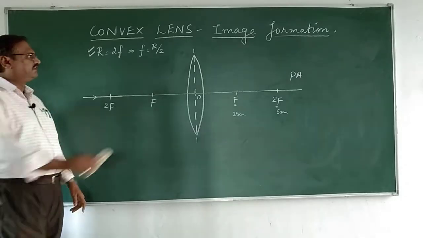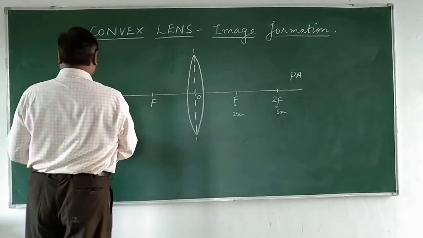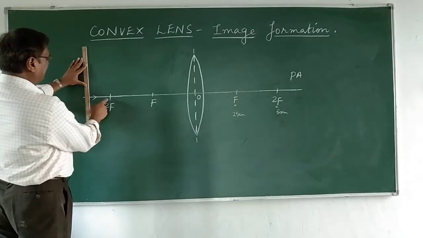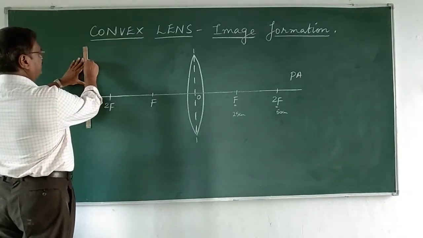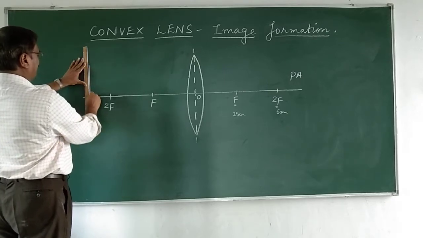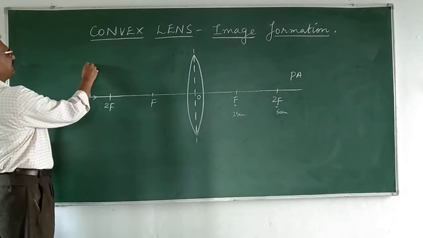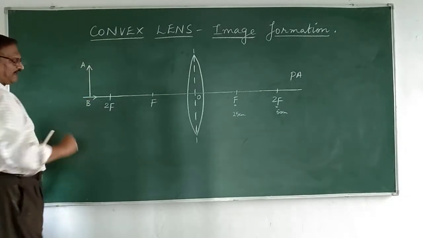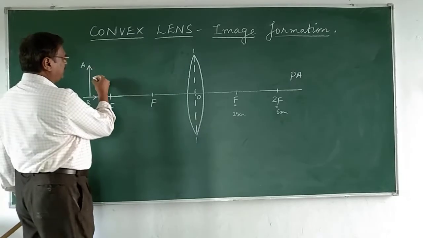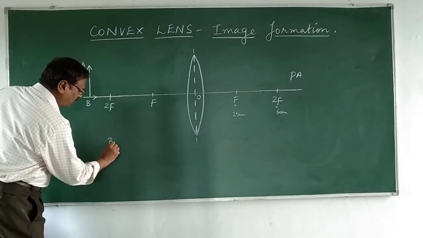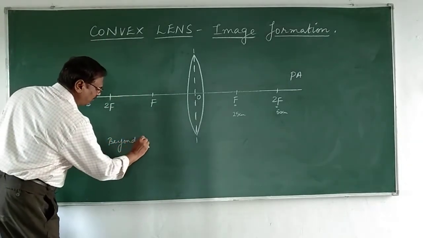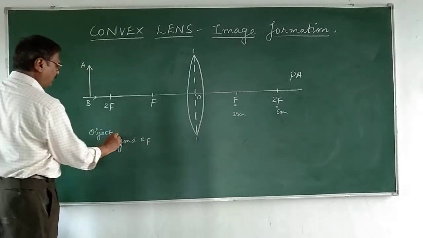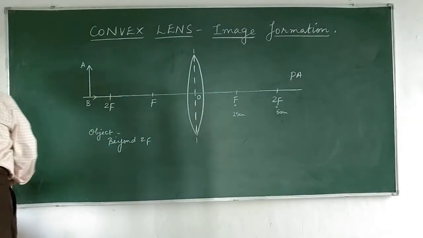So, to begin with the first derivation, let us take an object which is lying beyond 2F. Let us say this is a candle AB. The candle's flame I have taken as the object. And where is it lying? Beyond 2F is the position of the object.